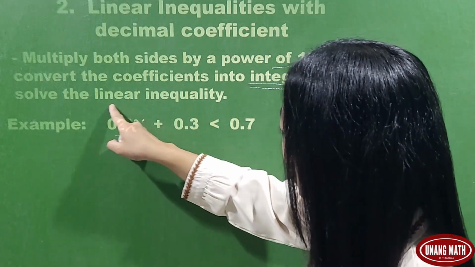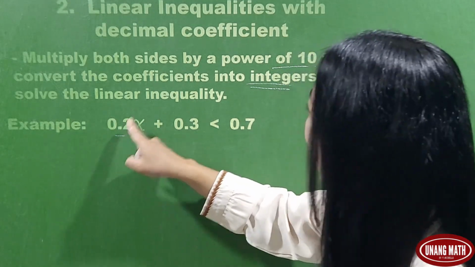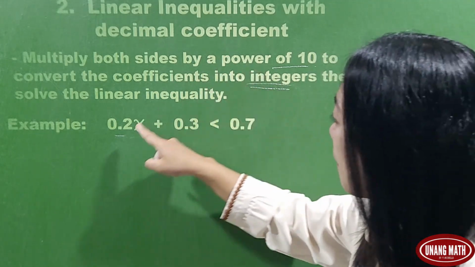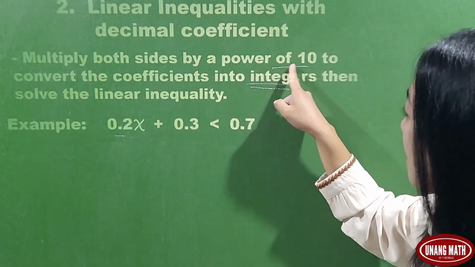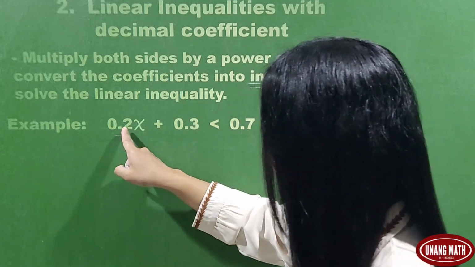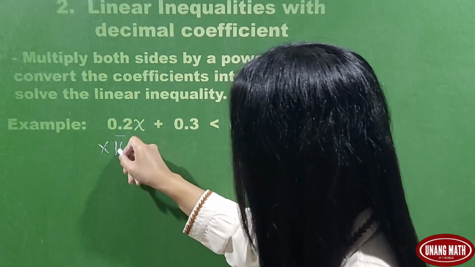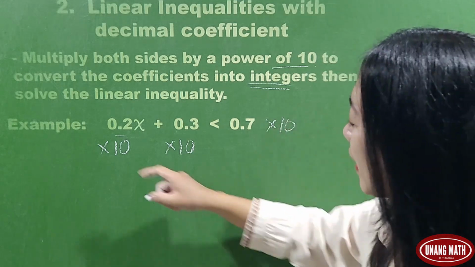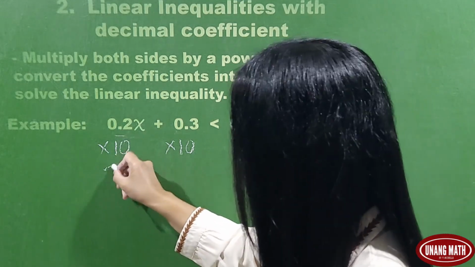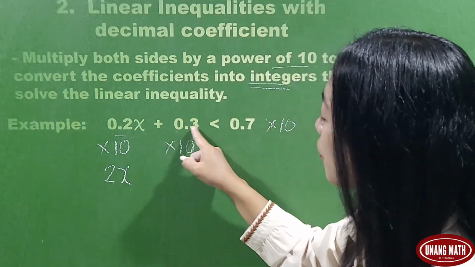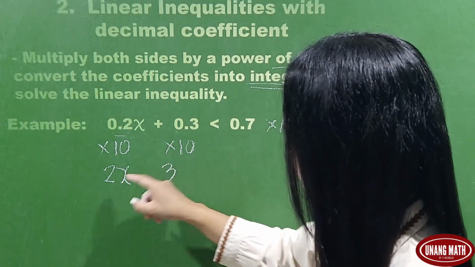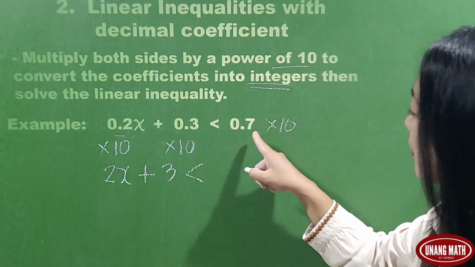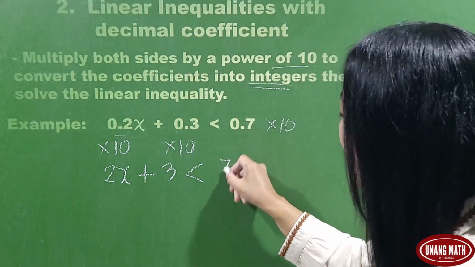So we will be converting the 0.2 coefficient into an integer, and we will do that by multiplying both sides of this inequality by a power of 10. Since this is 0.2, we will be multiplying by 10. So this is also by 10, and this is also by 10. 0.2 times 10 is 2, so this is now 2x. 0.3 times 10 is 3, so 2x plus 3. This is less than 0.7 times 10, which is 7.